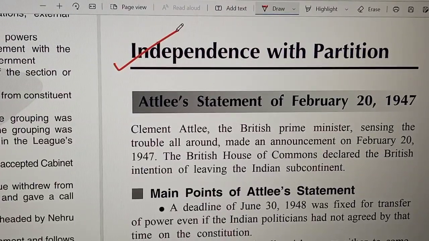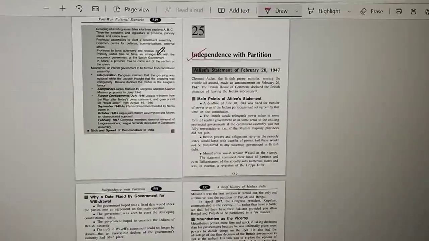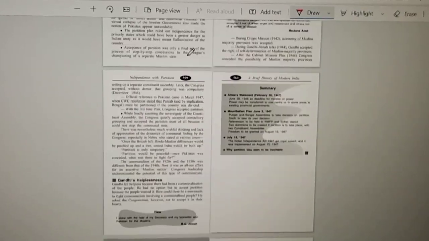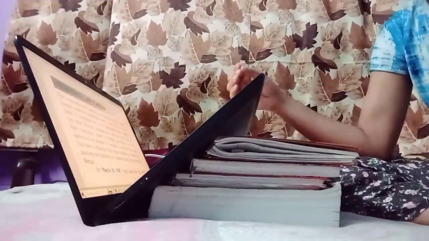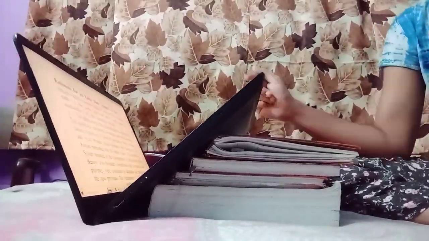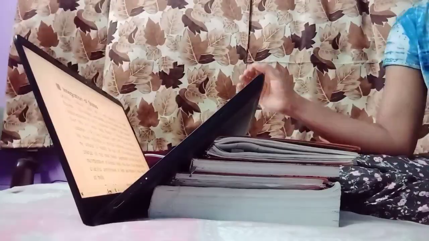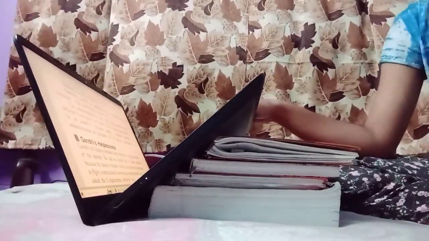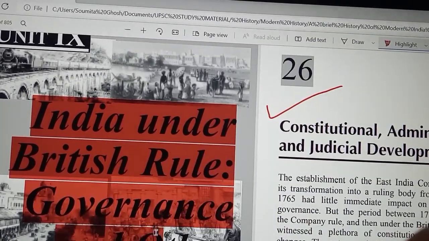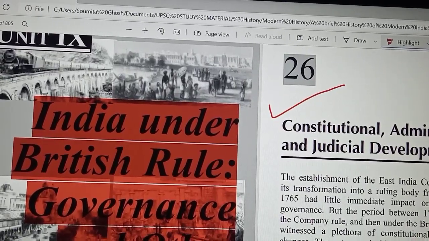The previous chapter is completed, and now it is independence with partition, which is the 25th chapter, and it is the last chapter of unit 8. After that, the last unit. So now I have completed unit 8 and I am going to start unit 9, which starts from chapter 26. The first chapter is governance, the rules of the Britishers.